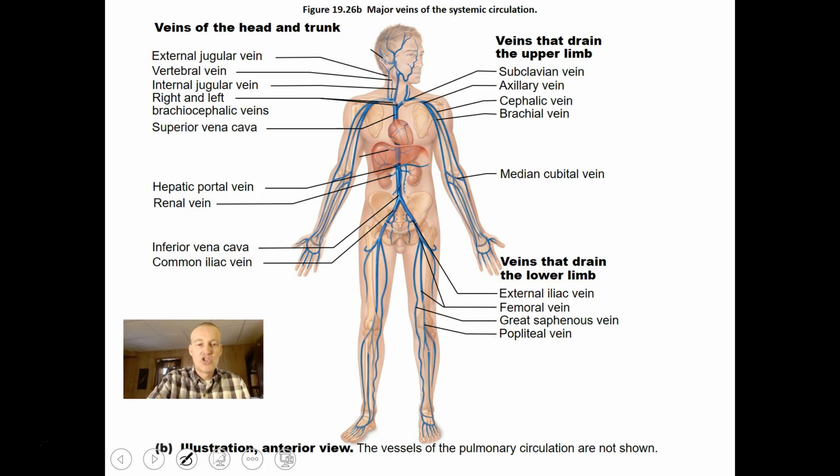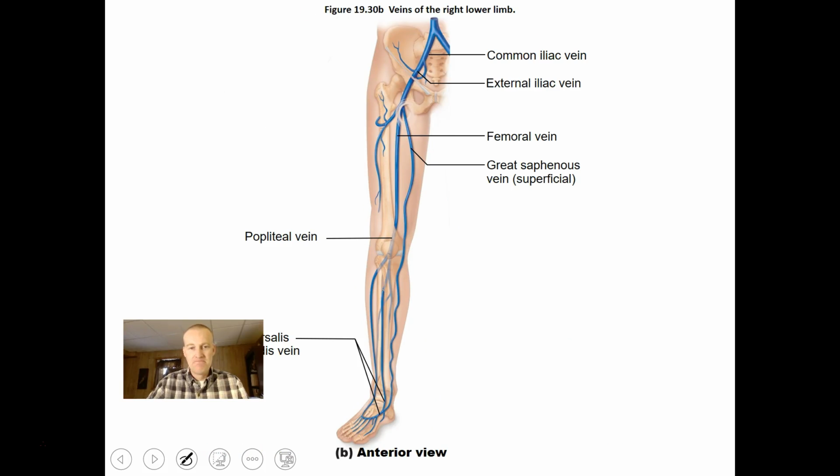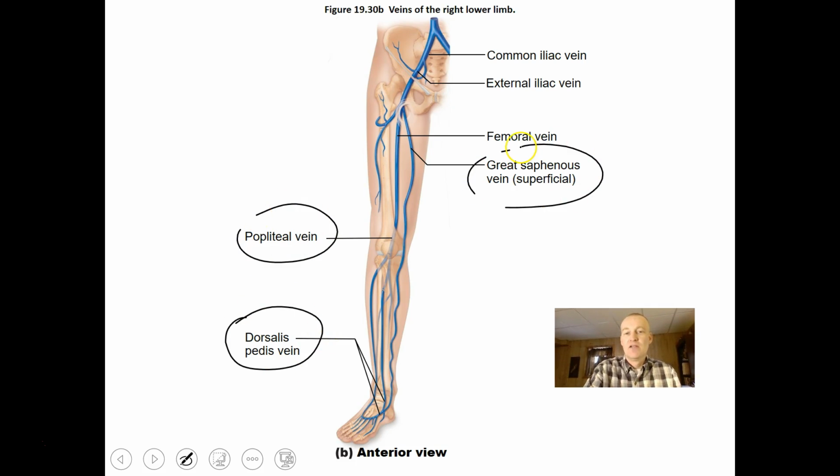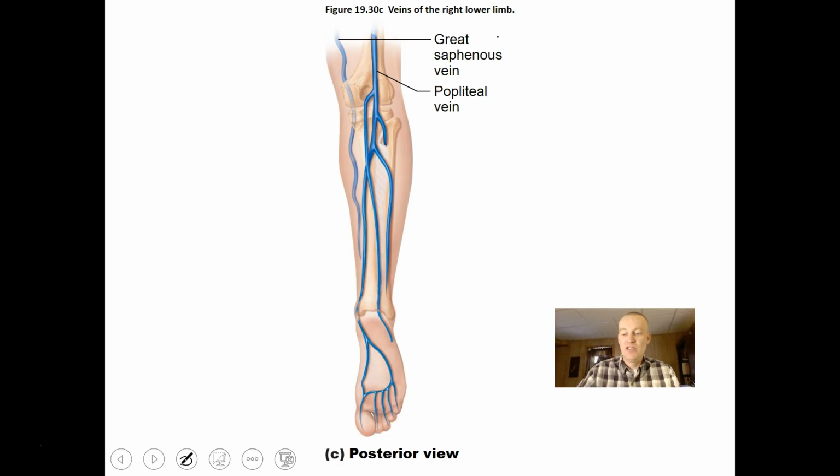Just to show the most common veins, and we'll be looking at this in lab. And again, you have your dorsal pedis vein, popliteal vein, great saphenous. All these are flowing into the femoral vein, external iliac, common iliac, and eventually inferior vena cava.